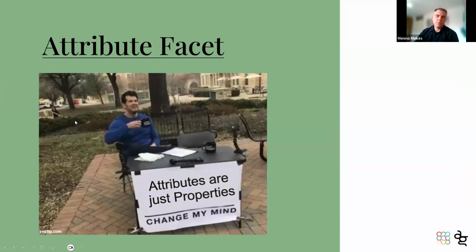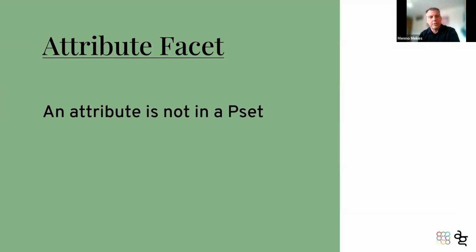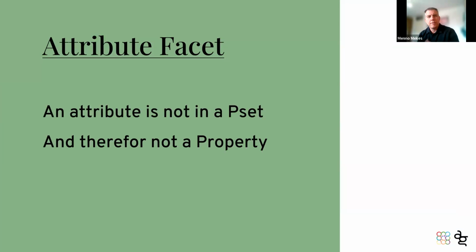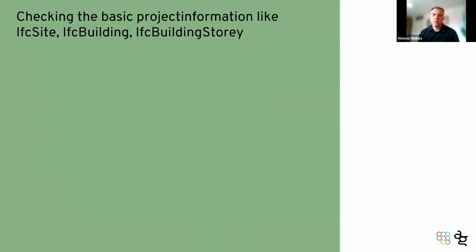Attributes, we'll just do that right after this because attributes are just properties, right? Well, an attribute is not in a P-set, and therefore it's not a P. But they work just the same. Now for users, it's really hard to tell the difference between attributes and properties, and I'm not sure if I know all the differences. But I like to see that elements or objects that are not geometrical, they usually have these attributes like name.